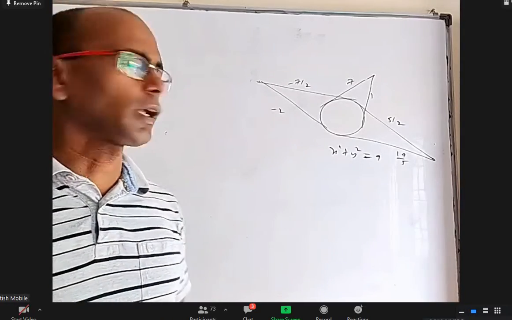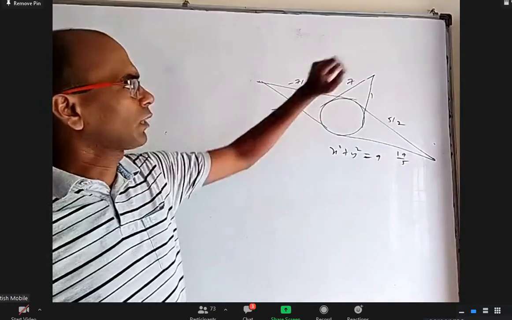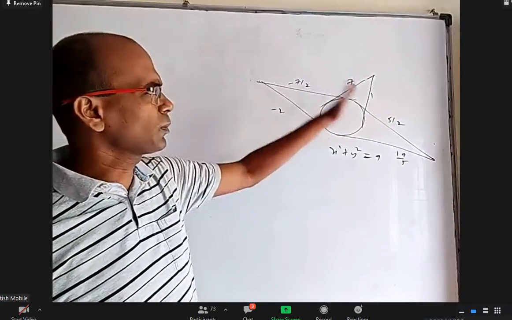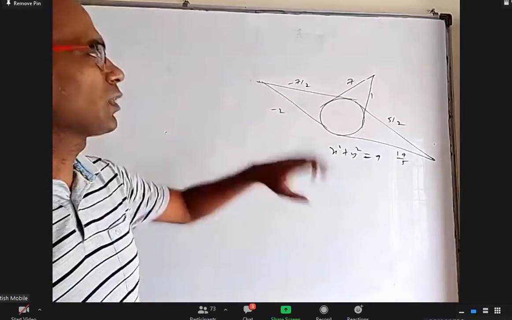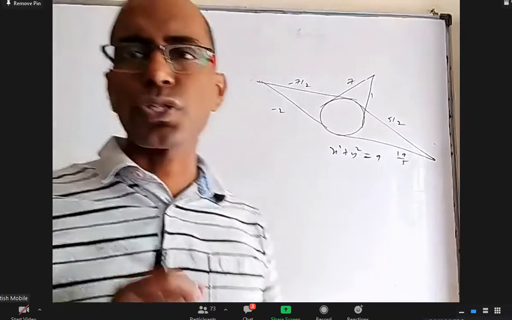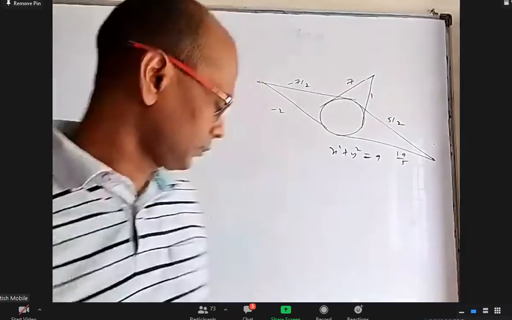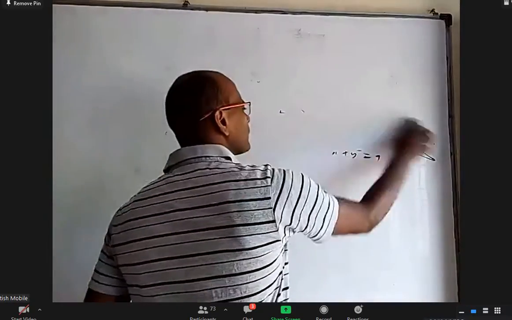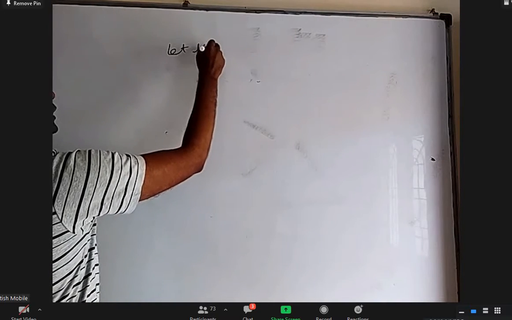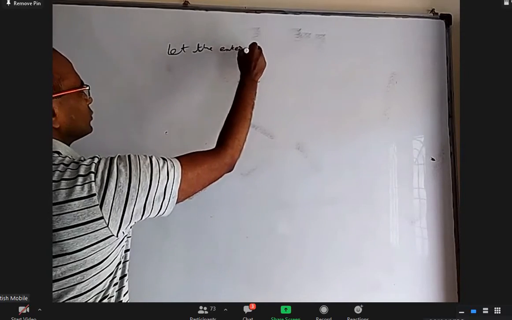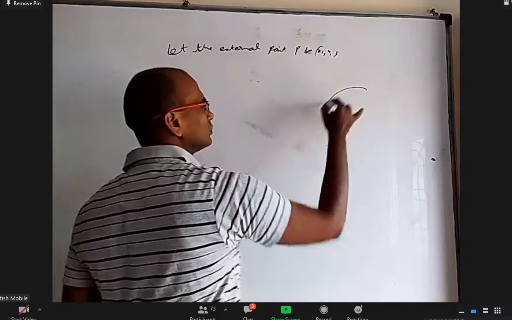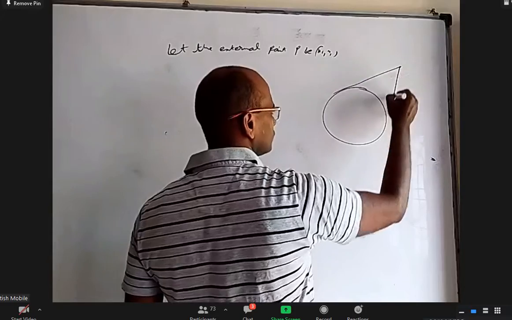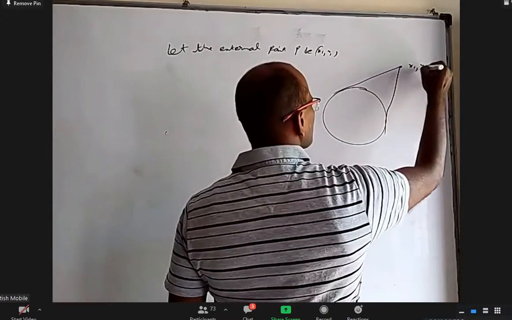So there are a lot of points outside. From each one, you can draw two tangents. This one will have some slope, this one will have some slope. The numbers can vary, but the product should be 7. Only those points like that were the locus. So the first step in any locus question, whichever point they're asking locus, take that as x1, y1. Let the external point P be (x1, y1).